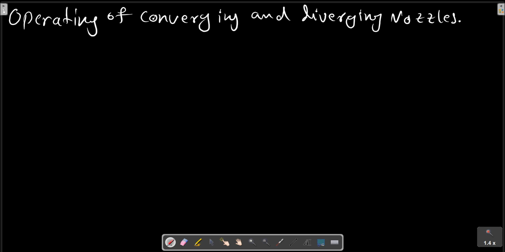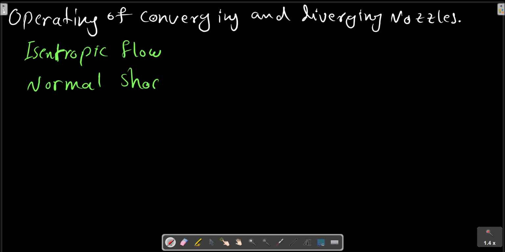By combining the isentropic flow and normal shock relation, plus the concept of sonic throat choking, we can outline the characteristics of converging and diverging nozzles, isentropic flow, and normal shock, plus the concept of sonic throat.